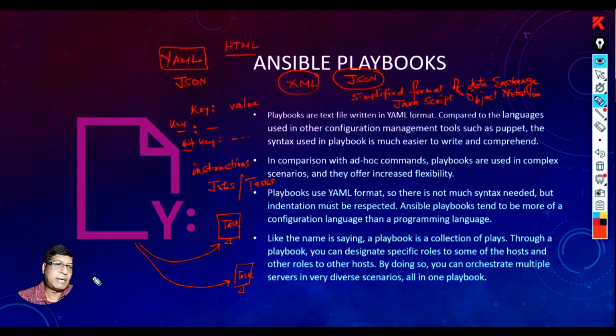Basically, you are organizing. A playbook can have a lot of plays. It can be play 1, play 2, play 3, and play n, n number of plays. And what is there within each play? There are tasks, multiple tasks or a single task: task 1, task 2, task 3, and task n.